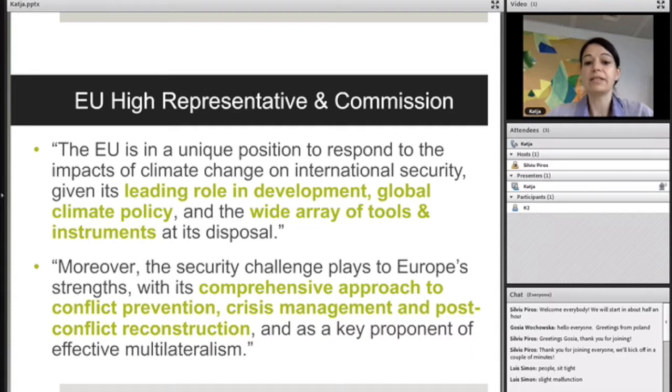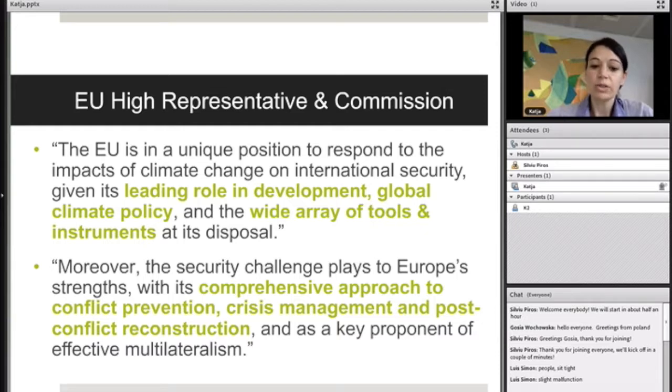And here it is stated very clearly that the EU actually is in a unique position to respond to some of these impacts of climate change on international security through the leading role that it plays already in development aid, in global climate policies, and taking all the different tools and instruments that it has at its disposal already. So here there clearly is some thinking in this direction.